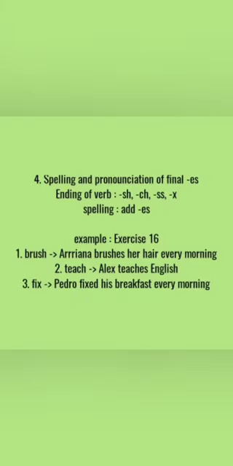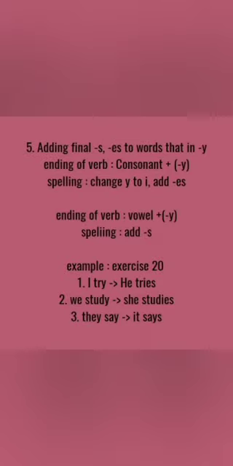And then spelling and pronunciation of final -es. Example is exercise 16. Number 1, Ariana brushes her hair every morning. Number 2, Alec teaches English. Number 3, Pedro fixes his breakfast every morning. And then adding final -s or -es to words that end in Y. Example is exercise 20. Number 1, I try becomes he tries. Number 2, we study becomes she studies. Number 3, they say becomes it says.